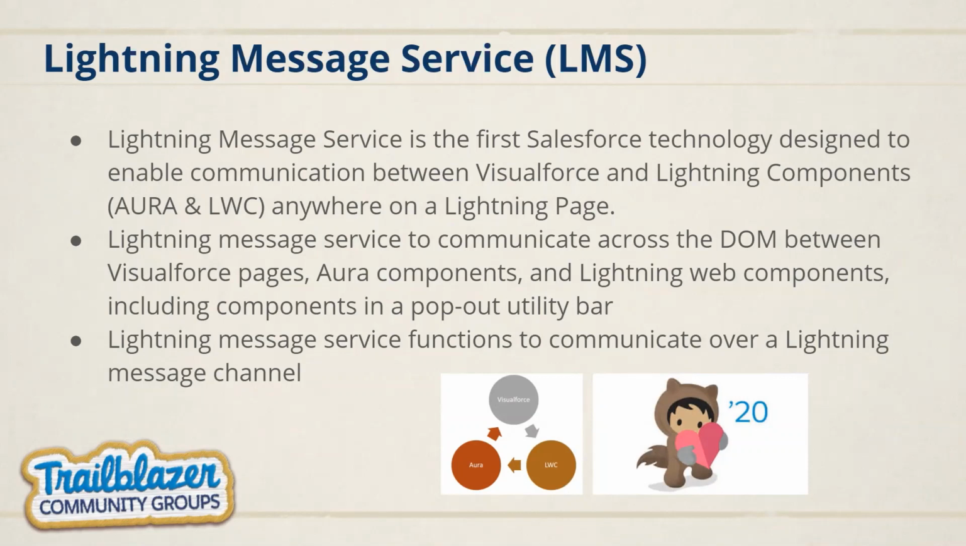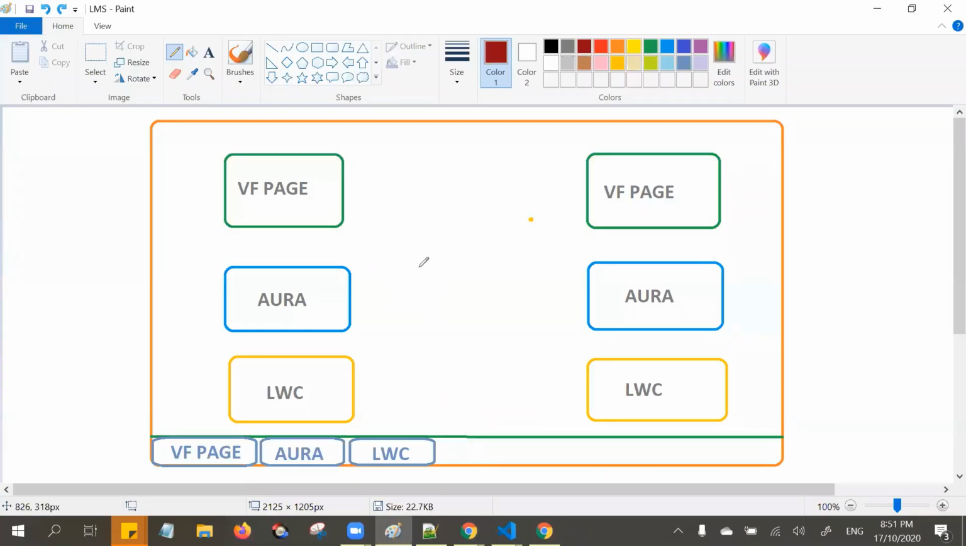Before creating that Lightning message channel, let me show you here. For instance, we have the Lightning page. Here we have the components. They are not interrelated with each other. That means there is no parent-child relationship between these components. These are separate components.